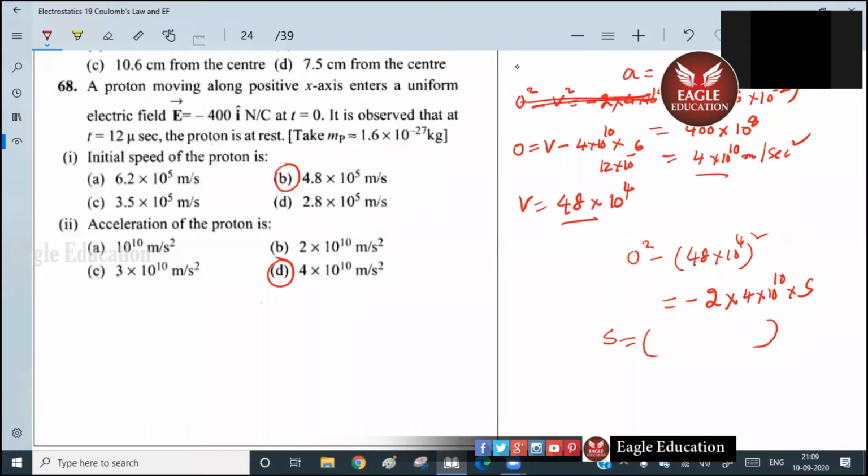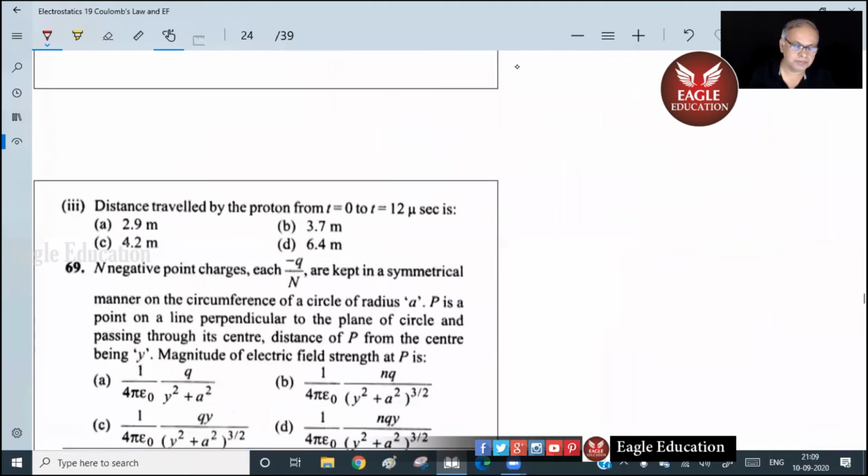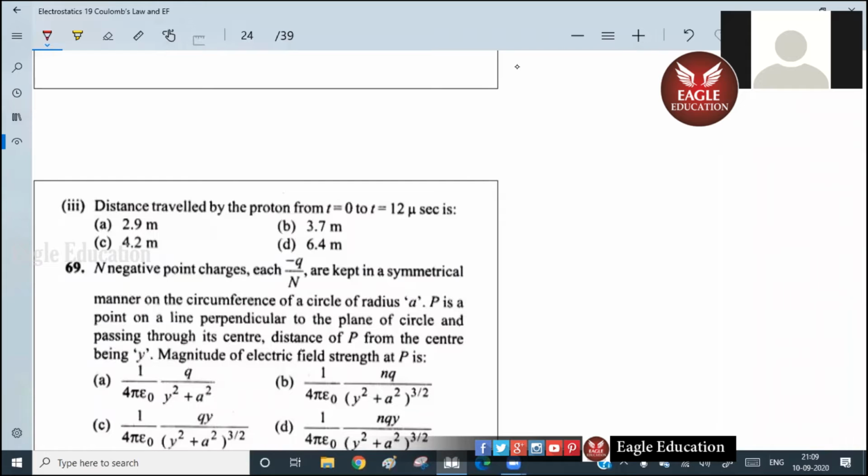Sir, I'm getting 2.88. Is it there already? Probably 2.9. Sir, once you can scroll up. Yeah. Sir, approximately 2.9 meters. Right.